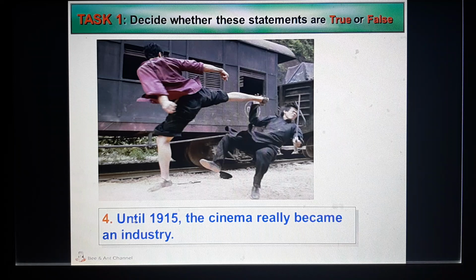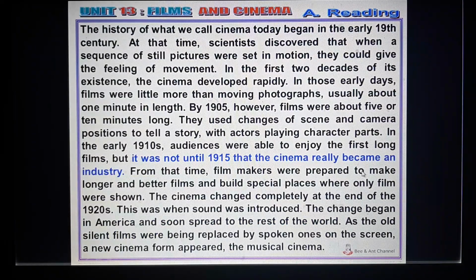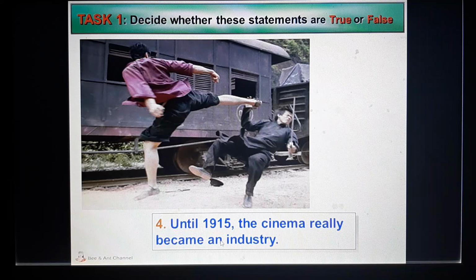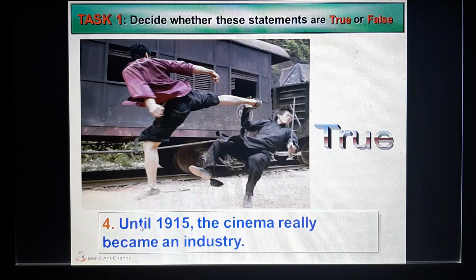Number 4. Until 1915, the cinema really became an industry. Now look at the clue. But it was not until 1915 that the cinema really became an industry. So number 4, true or false? True. Until 1915, the cinema really became an industry.